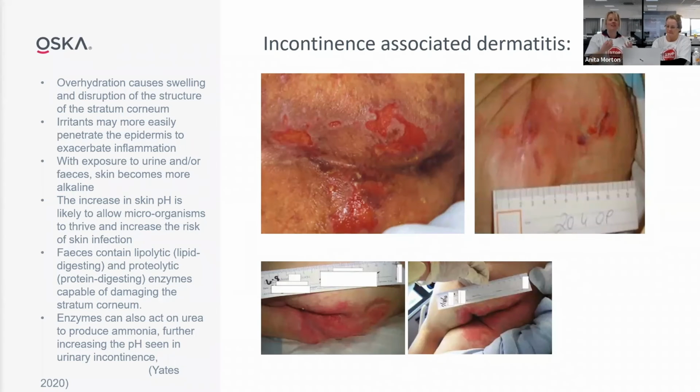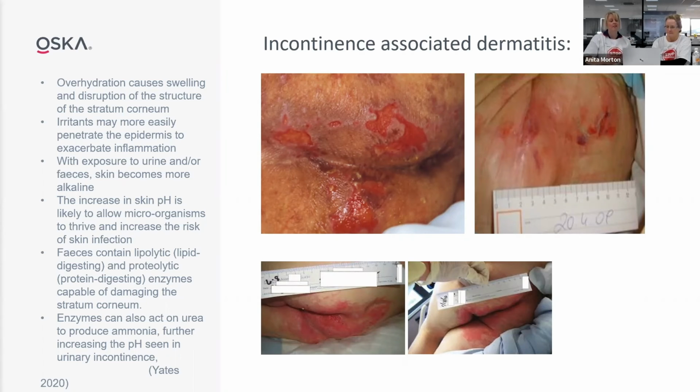So think about the skin folds, looking in the skin folds, making sure that we're trying to keep the skin as clean and dry as possible. But when we're talking about incontinence, we really need to think about the extent of how long urine and feces might be sitting against the skin for.